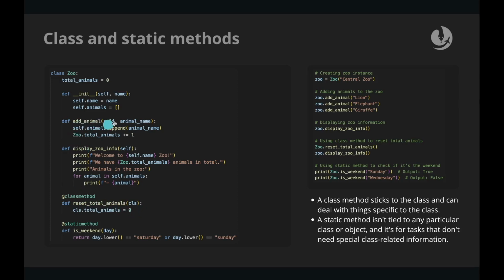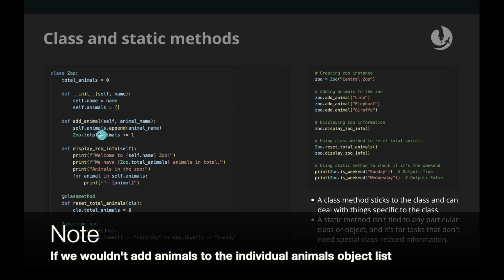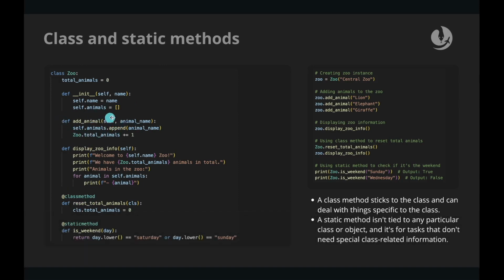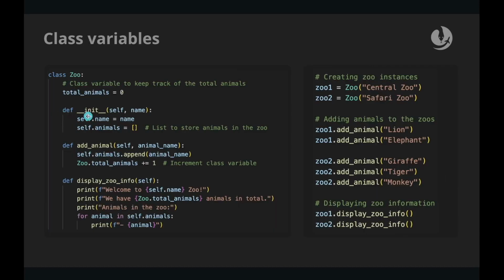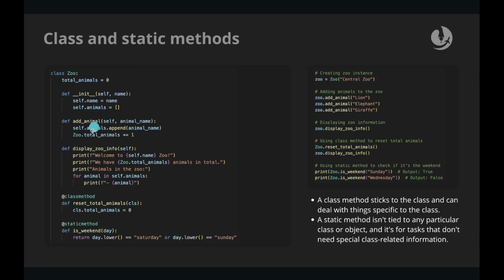So this add animal method could also be transformed into a class method. We would write the class method decorator at the top. And then over here, we wouldn't have self, but cls. And here we would reference cls.total_animals and increment it by 1. Okay, so a class method sticks to a class and can deal with things specific to the class.